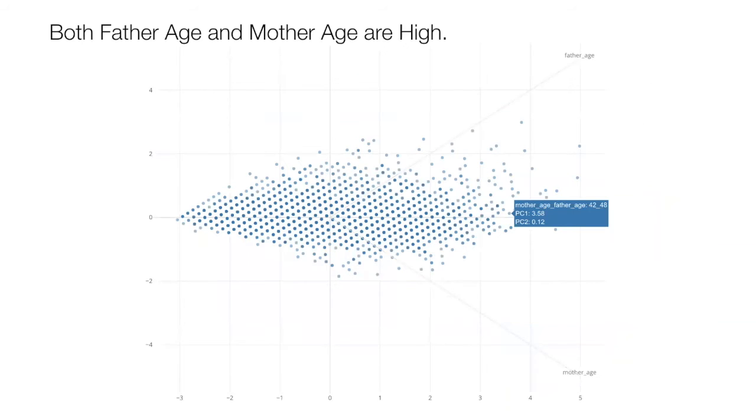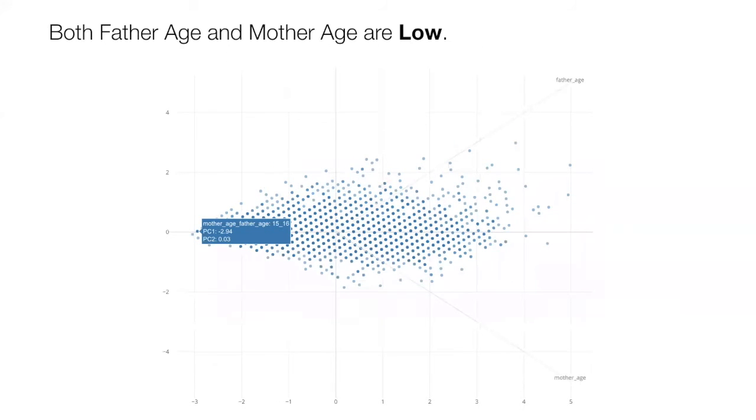Okay. So now let's take a look at this baby here. I also created one column combining mother age and father age together, and assigned that to the label. So in the pop-up you can see the mother age and father age: 42 is the mother age and 48 is the father age. Looking at this baby, whose father and mother ages are both high, that's probably intuitive at this point, because the father and mother are on the higher side of the spectrum.